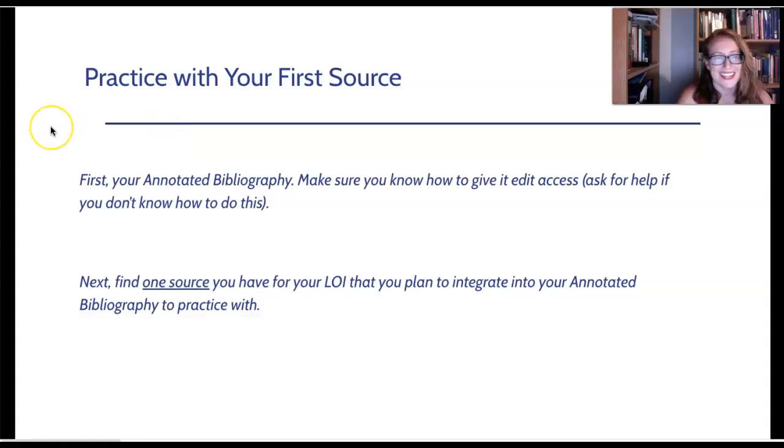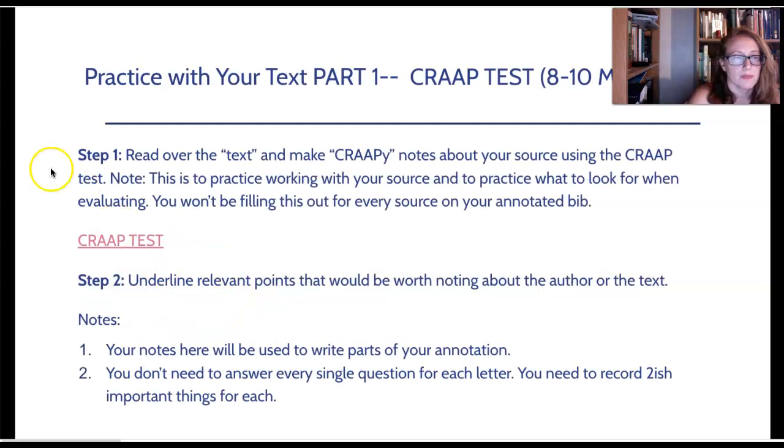First things first, get your source, pick it, go to your annotated bibliography, and make sure you know how to give it edit access so that I can see the history in it and things like that as you continue to draft and add things to it. Again, ask for help if you don't know how to do this. And then we're going to be working with the one source that's going to be in your annotated bibliography.